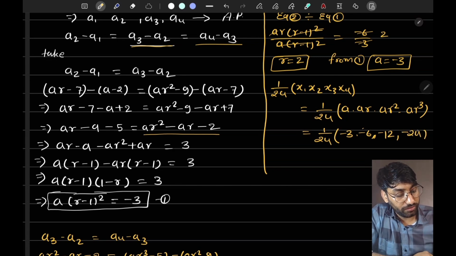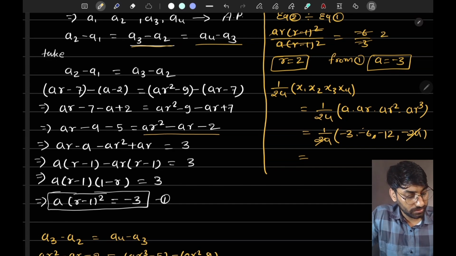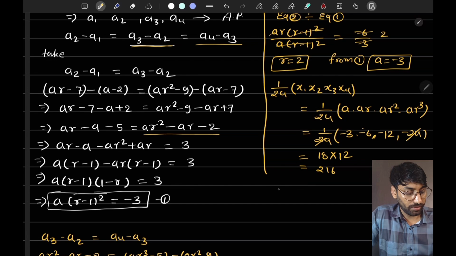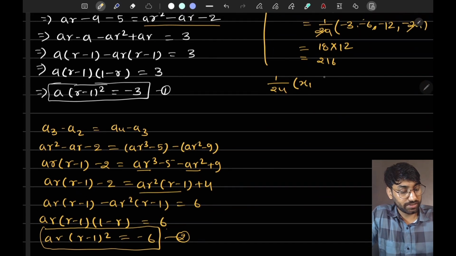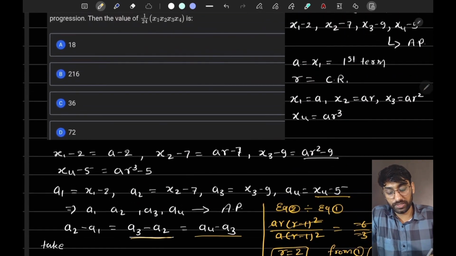So minus 24 and 24 are gone. So what will I get? Minus minus is plus, so 12 times 6, it will become 18 multiplied by 12. Correct? So that is nothing but 216. My answer will become 1 upon 24 times x1 x2 x3 x4, which will be equal to 216. This will be my value. So what do I get now? 216. Option B will be the correct option.